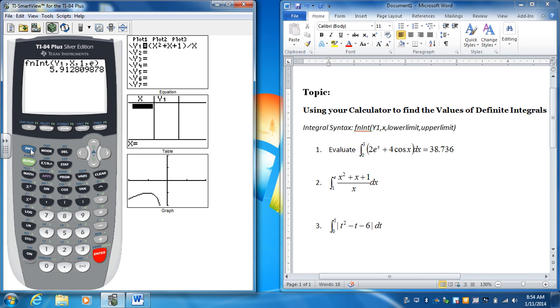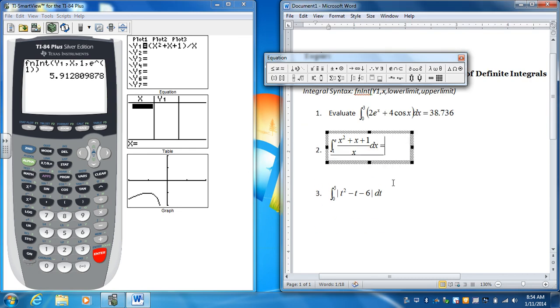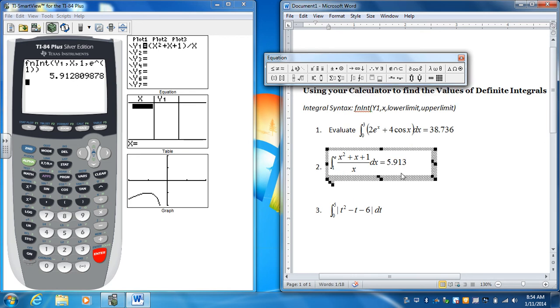You could have also done E this way. If you hit second and then this E button, it's going to ask for the exponent. You could have put down the exponent being 1 and then close the parentheses, and you would have gotten the same thing. But if all you need is just the E without the exponent, second and then the division button is what you would use. Alright, so let me pull back my answer. My answer to this one is going to be 5.913. You want to round to 3 decimal places.